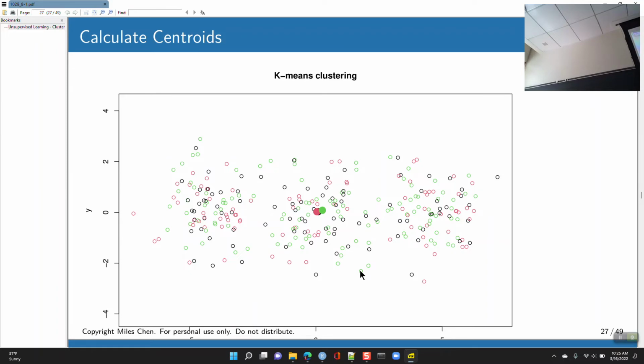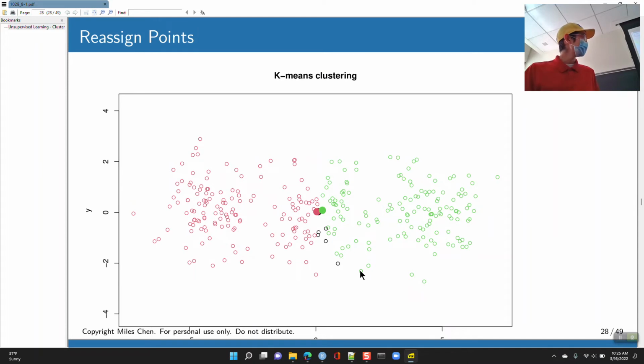Okay. Well, we have the computer to help us calculate these distances, and we can say, hey, which ones are closest? And so, anyway, at the next iteration, we're going to color in all of the points that are closest to green, closest to red, and closest to black. Okay. And so, after we reassign points, all of these get assigned to green, all of these get assigned to red, and I guess just these points right here get assigned to black, okay?